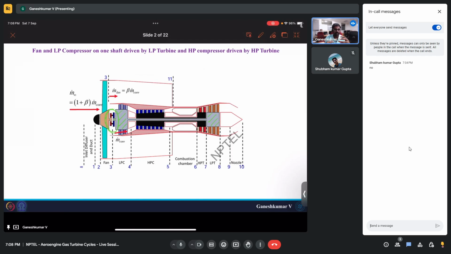Only thing is you want to rotate your fan at a lower speed. And how are we going to match that low speed fan to the high speed, low pressure compressor? Via this gearbox. So that's when people came up with the gearbox. Let's add a gearbox so that we will reduce the speed of the fan. And when they did it, they were able to reach a much higher bypass ratio.